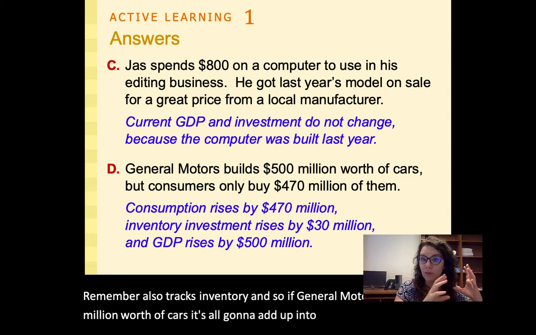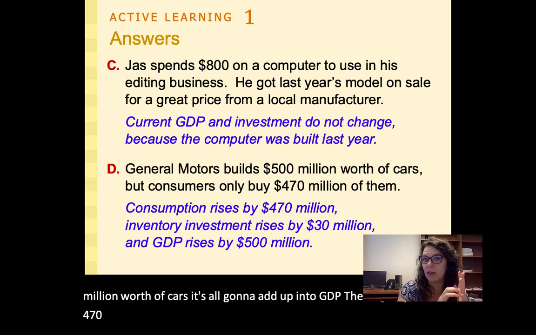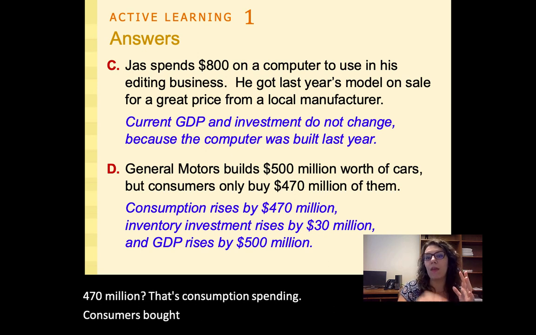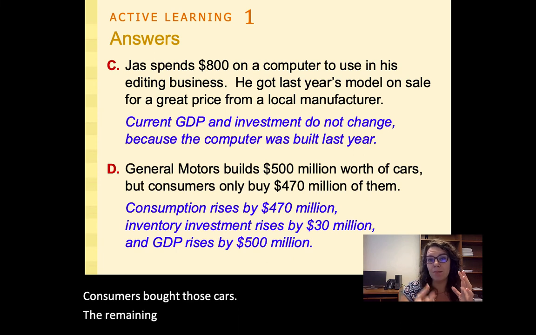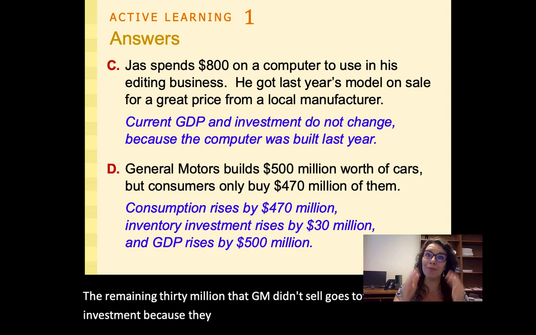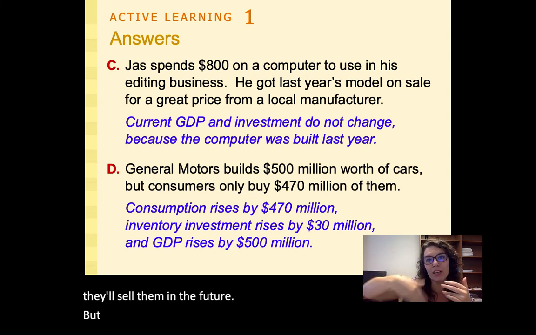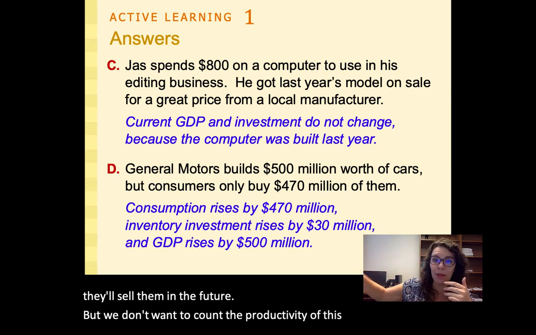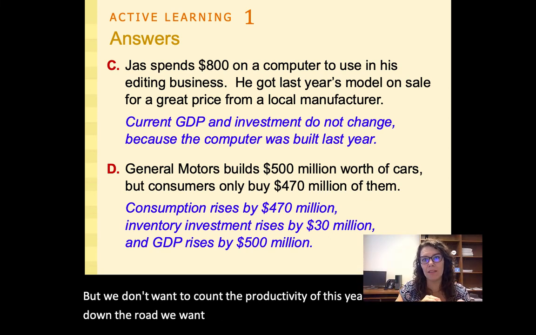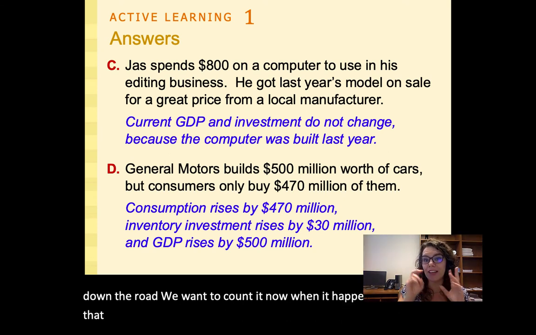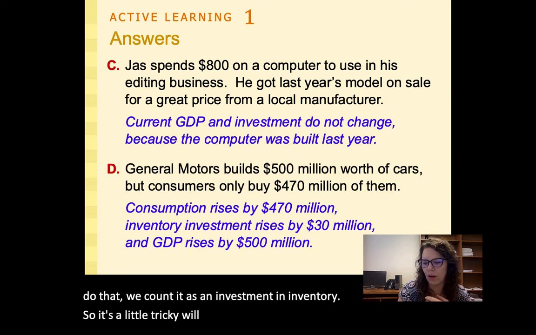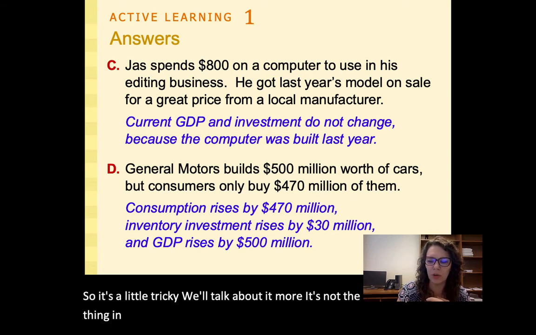The majority of it, $470 million, is consumption spending. Consumers bought those cars. The remaining $30 million that GM didn't sell goes toward investment because they still produced them within the year, and they'll sell them in the future. But we don't want to count the productivity of this year somewhere down the road. We want to count it now when it happened. And so to do that, we count it as an investment in inventory. So it's a little tricky. We'll talk about it more. It's not the most important thing in the world to totally fully understand.